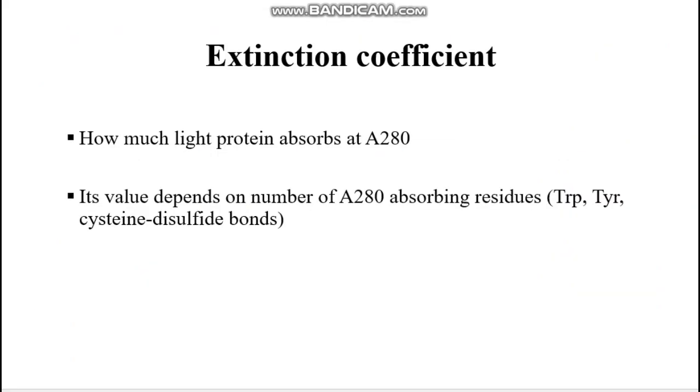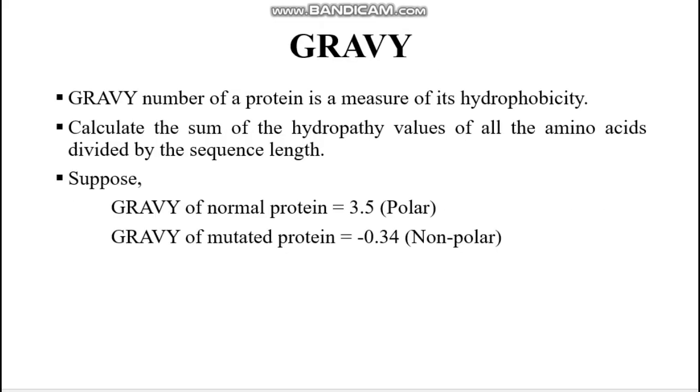The next parameter is extinction coefficient. It shows you how much light a protein absorbs at the UV wavelength of 280 nanometer, and its value depends on the number of absorbing residues like tyrosine, tryptophan, and cysteine disulfide bonds. You can also compare it between the normal and the mutated proteins.